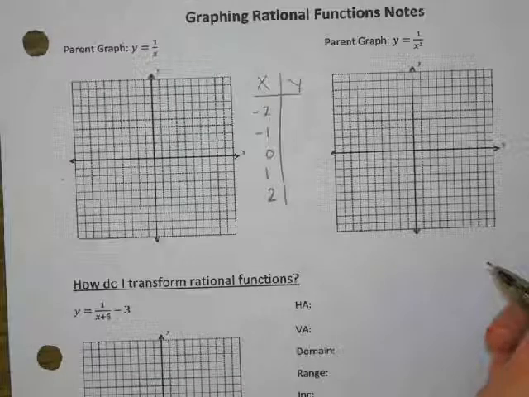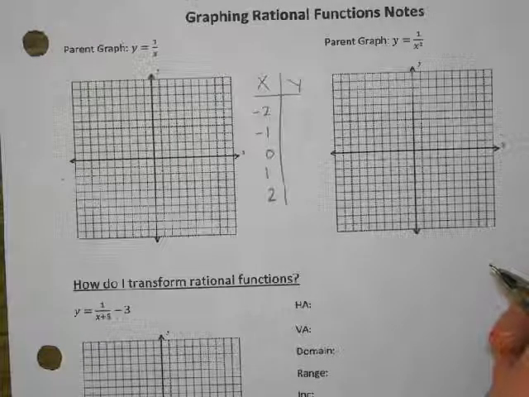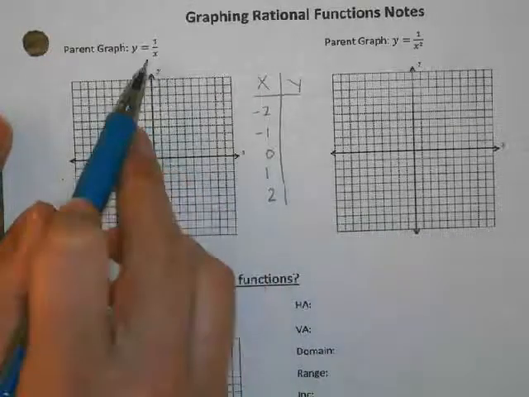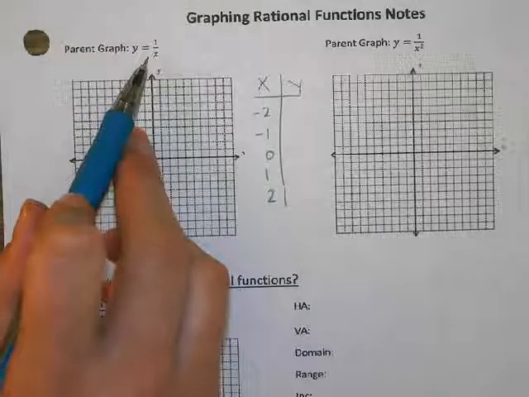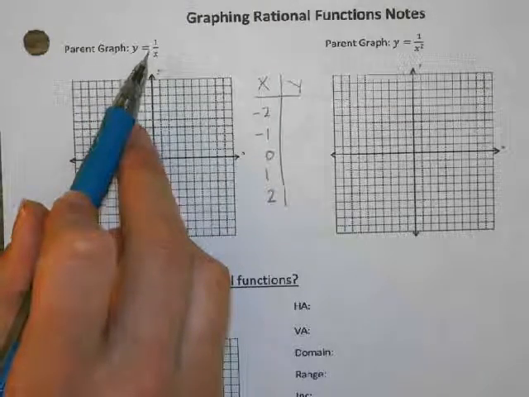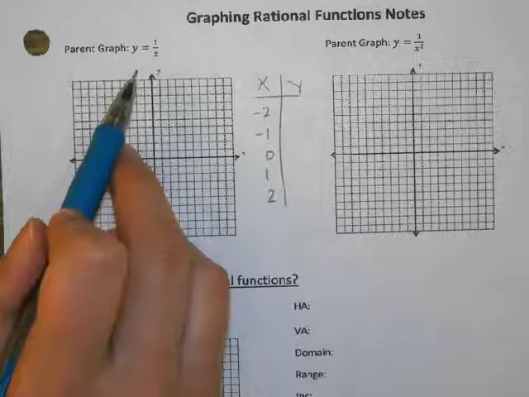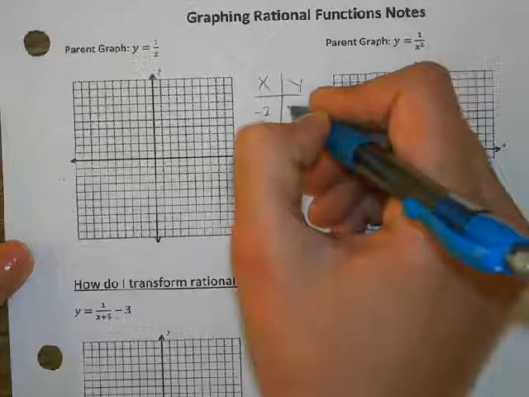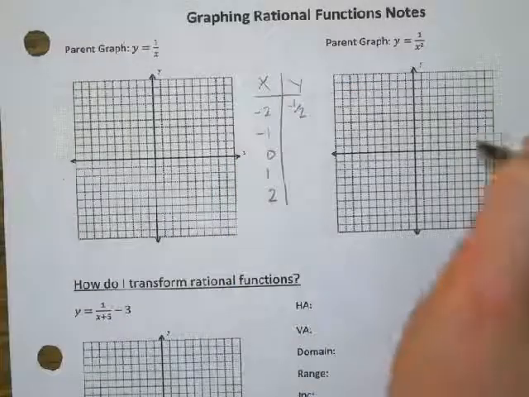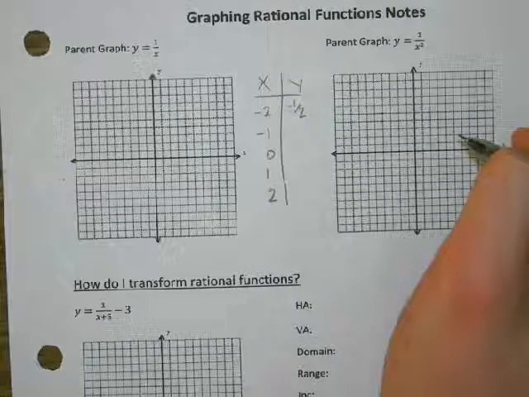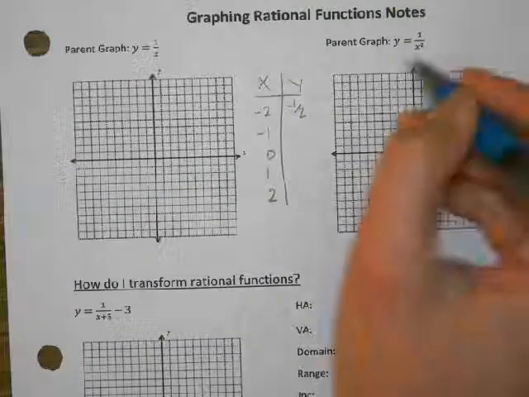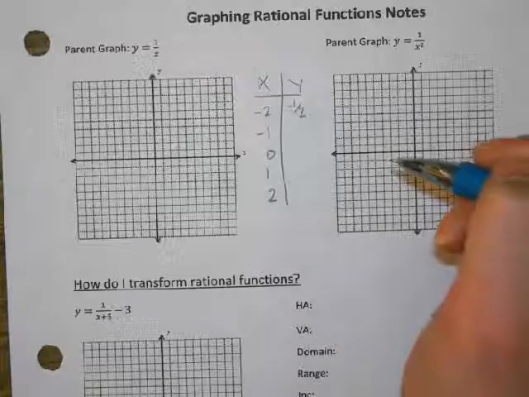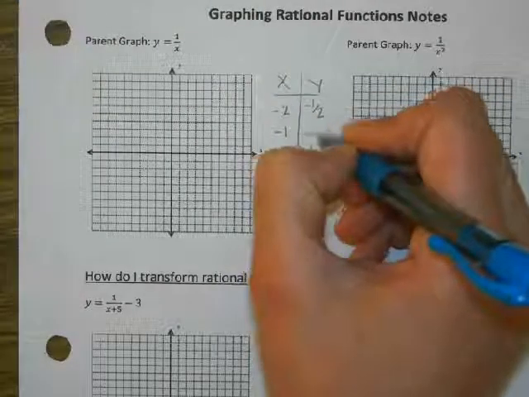So last unit we were dealing with operations of rational functions, adding them, subtracting them, multiplying them, dividing them. Now we're going to deal with graphing them. So if you were to plug in -2, what would your y coordinate be? 1 divided by -2 is -1/2. We good with that? What if you plug in -1? You get -1. 1 divided by -1 is -1.